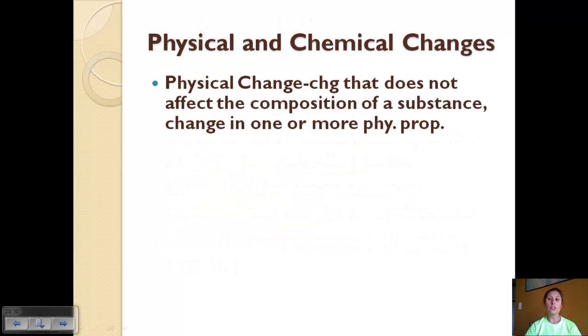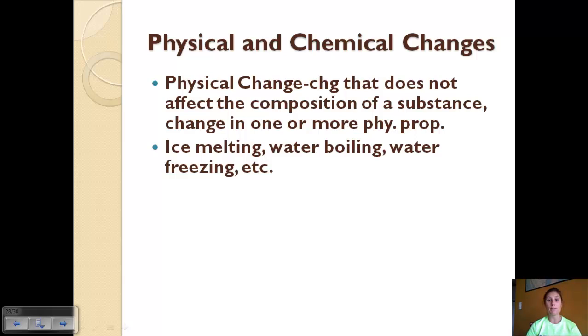Okay, so physical and chemical changes. A physical change is a change that does not affect the composition of the substance. And it's a change basically in one or more of the physical properties. So we talked about melting an ice cube. You're going from solid to liquid, but it's still water. Chemically, it's the same. So ice melting, water boiling, water freezing, those are all examples of a physical change.